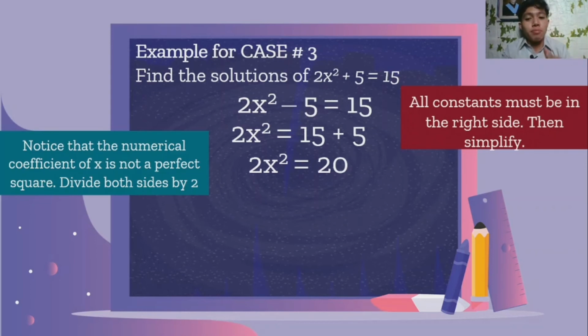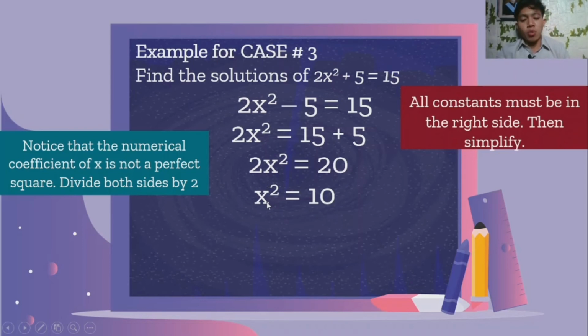Divide both sides by 2. Ito yung sinabi ko dun sa may tip number 2 kanina, 'di ba? Yung tip number 2 natin, kapag hindi perfect square yung numerical coefficient ng x, divide both sides by the numerical coefficient. Ano yung numerical coefficient natin dito? 2. So, you need to divide both sides by 2. So, 2x squared magiging x squared na lang siya. Yung 20 divided by 2 magiging 10 na lang siya. Okay? So, yung x squared is equal to 10.